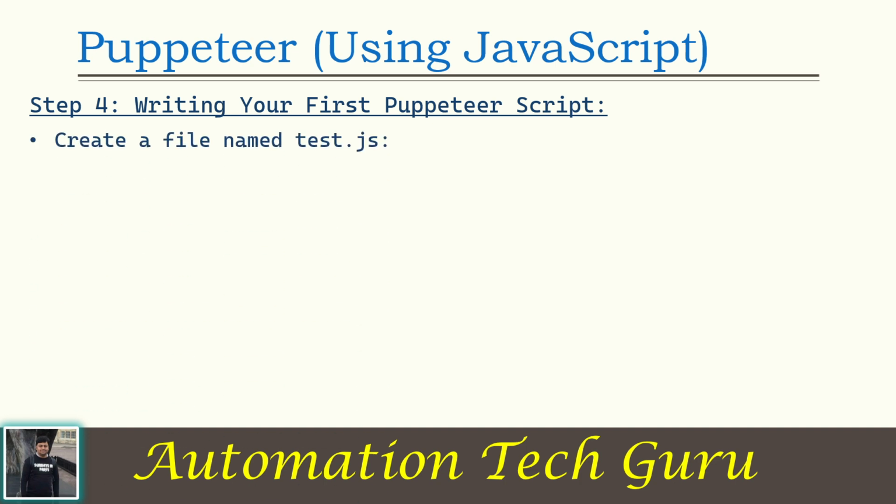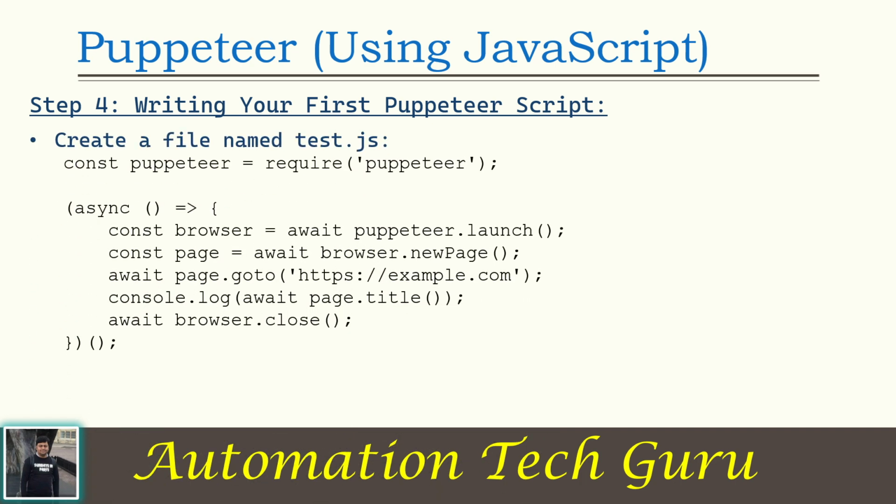Writing your first Puppeteer script. Create a file named test.js. You can write it like this: const puppeteer = require('puppeteer'); const browser = await puppeteer.launch(); const page = await browser.newPage(); await page.goto('http://example.com'); console.log(await page.title()); await browser.close(). This will be an asynchronous process. And to run the script, you can use node test.js.